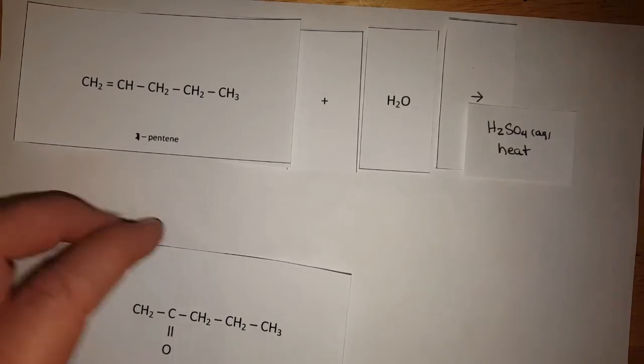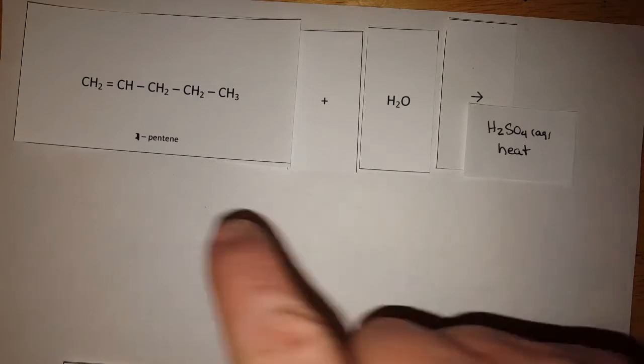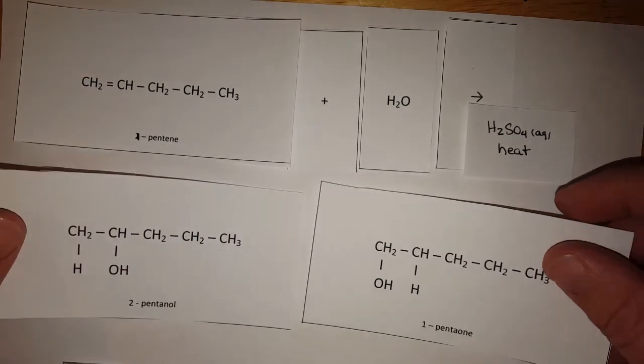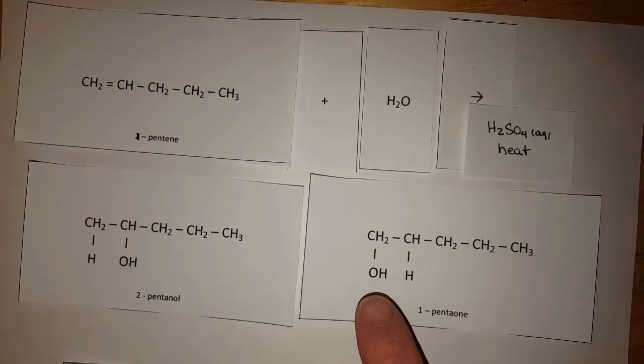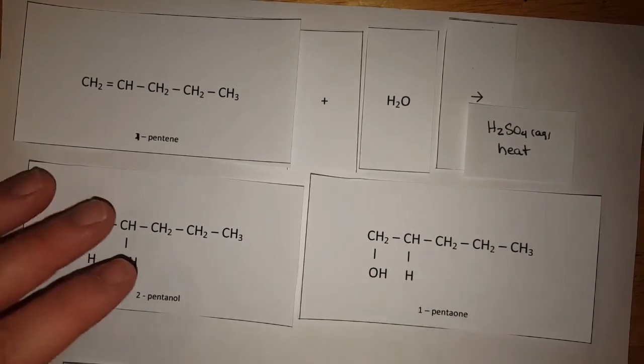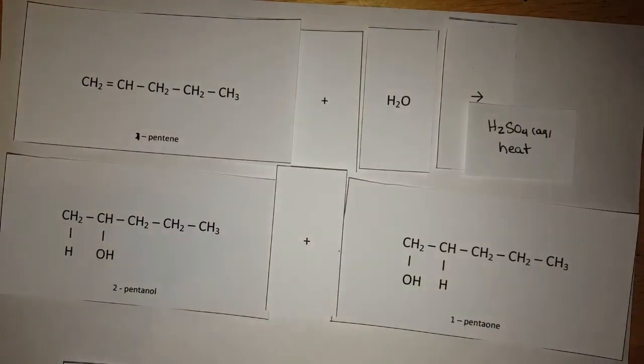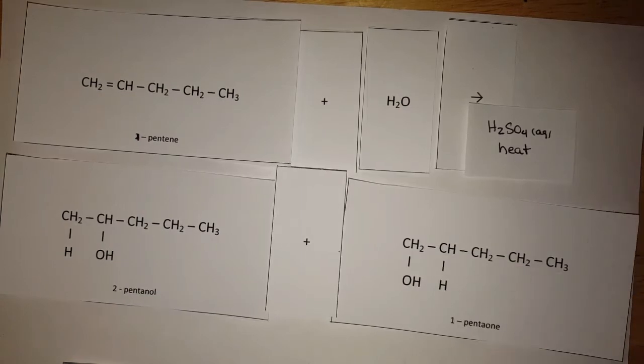Now, when this reaction takes place, because this is an unsymmetrical alkene, and what I mean by that is that the number of hydrogens on the two carbons involved in the double bond are different, I'm going to get two different products. I can get my OH group on my first carbon, or I can get it on the second carbon. And so to know which one is my major and which one's my minor, we go to Markovnikov's rule. It tells me that the hydrogen-rich carbon is most likely to get the hydrogen.